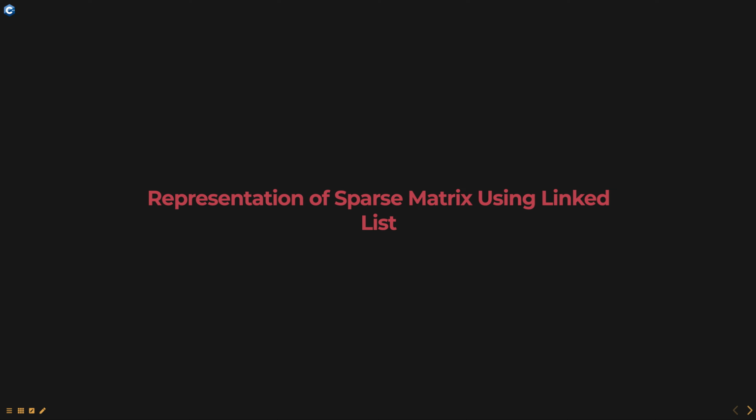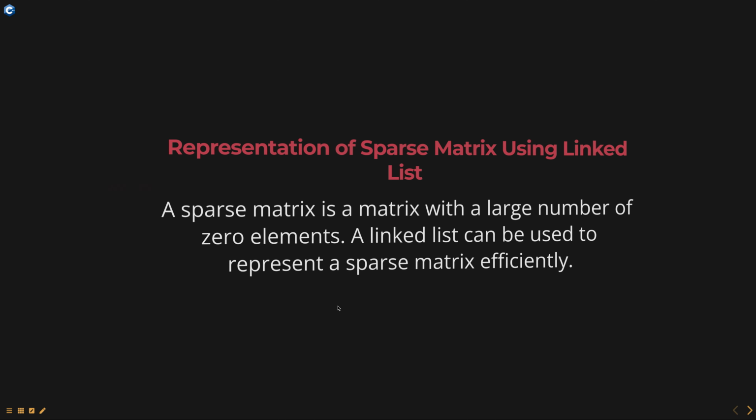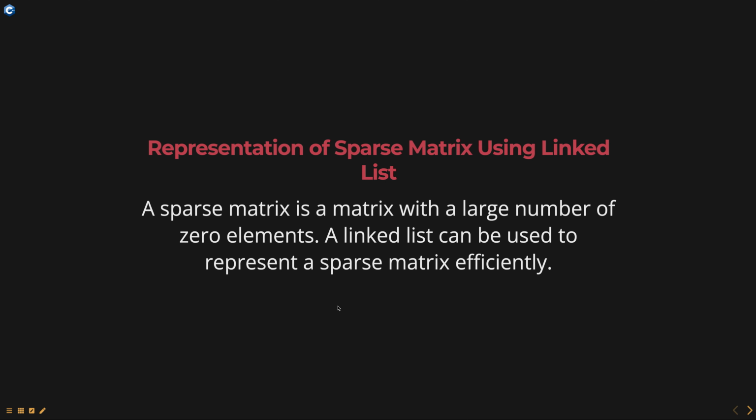Today we are going to talk about representation of sparse matrix using linked list, part of the data structures using C++ course. A sparse matrix is a matrix with a large number of zero elements. A linked list can be used to represent a sparse matrix efficiently.